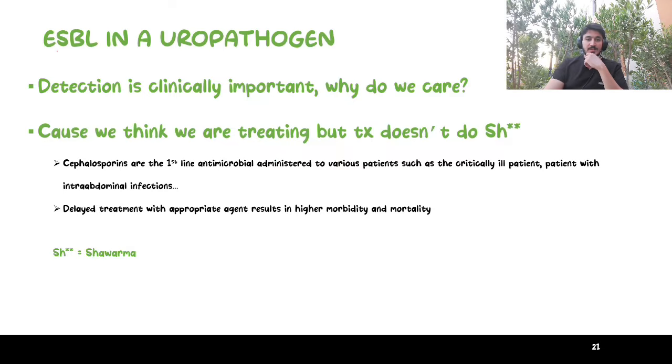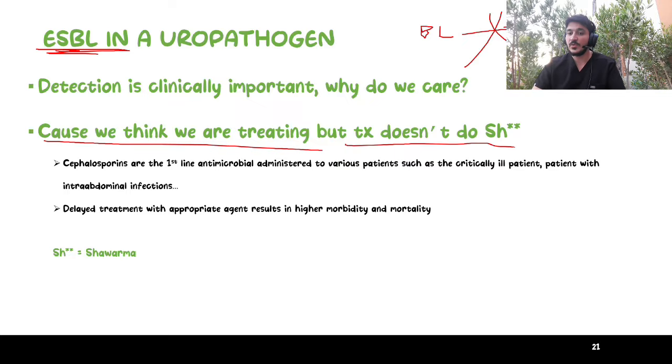All right, ESBL, we already mentioned it, which is the extended spectrum beta-lactamase uropathogens. These uropathogens are very, very bad. Why? Because usually they have resistance to the treatment. Beta-lactamase, let me write this down, prevents cephalosporins from working. So if a bacteria has this, the antibiotic will not work. We think we're treating, but the treatment is not doing anything.